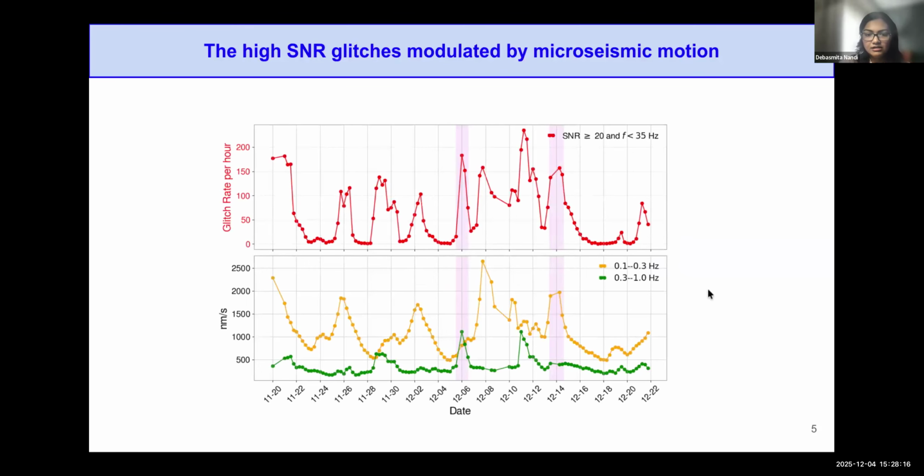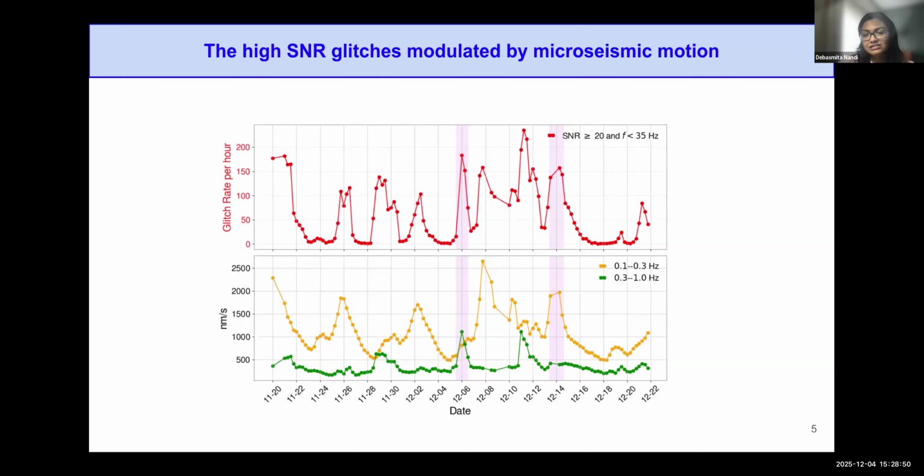Here is a plot of the hourly glitch rate of the high SNR glitches as a function of ground motion. The red trace here shows the hourly glitch rate of these glitches, and in orange and green we are showing the ground motion in two different frequency bands. The orange is the 0.1 to 0.3 Hz frequency band ground motion, and the green is 0.3 to 1 Hz. So these are ground motions at very low frequencies below 1 Hz, and they appear mostly because of the ocean activities.